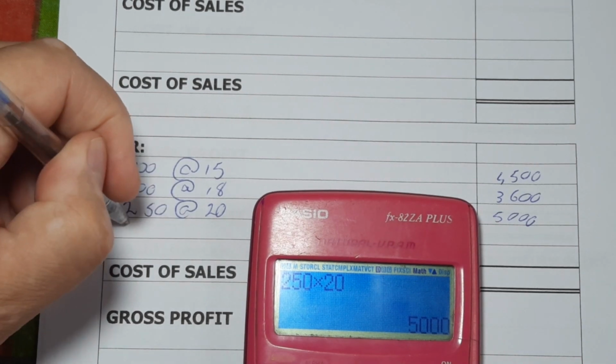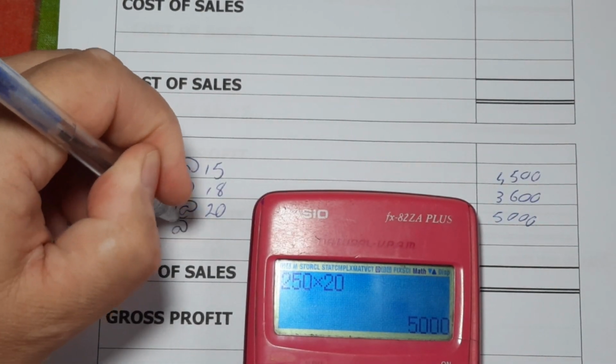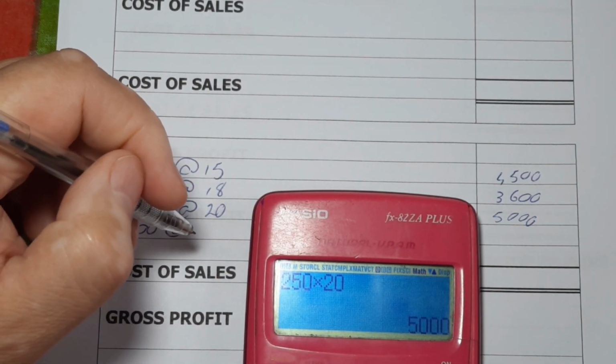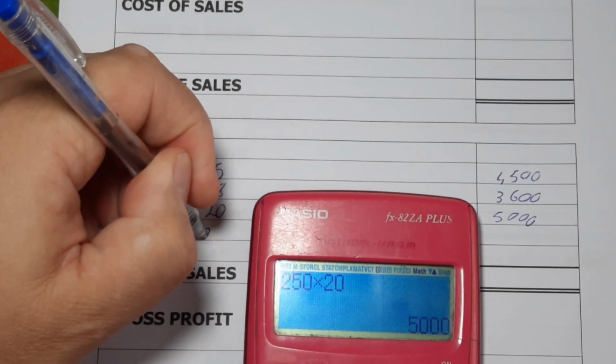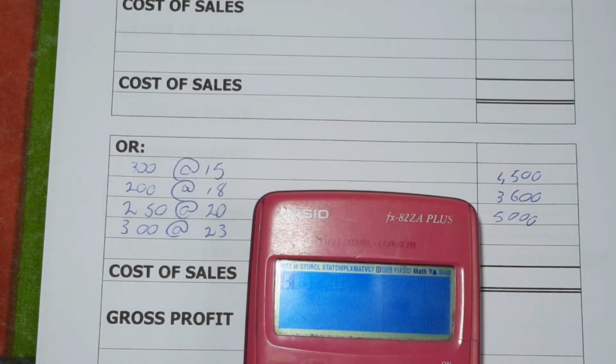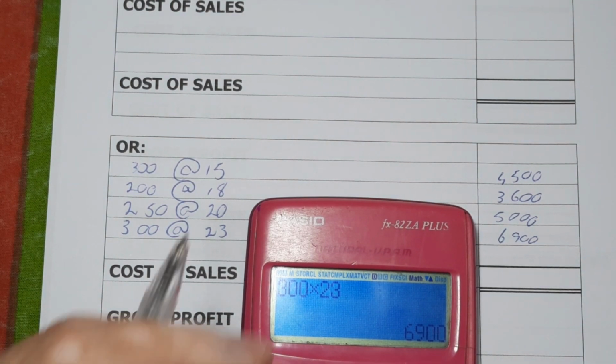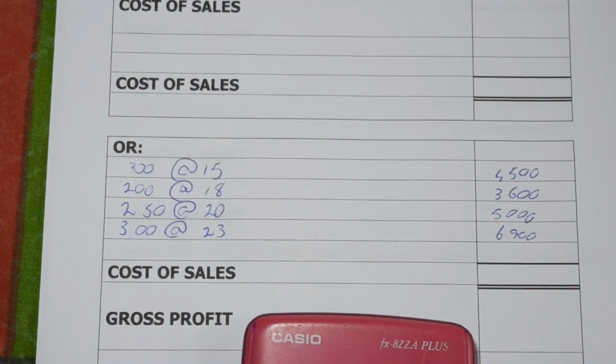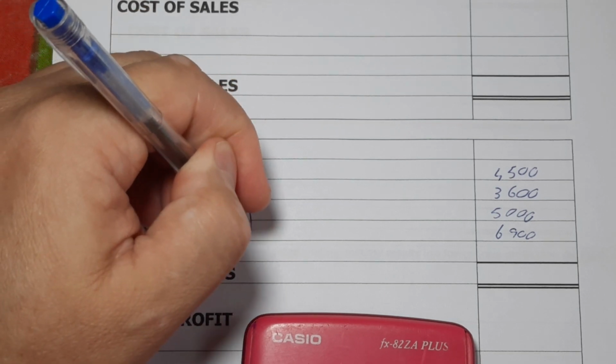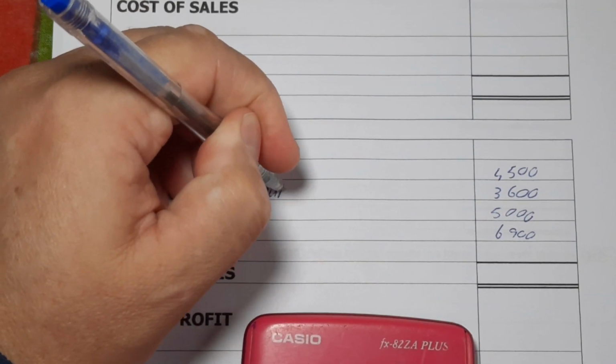And then lastly, we purchased another 300 units at 23 Rand a unit, gives us 6,900. That would be our purchases only. So all of these purchases.